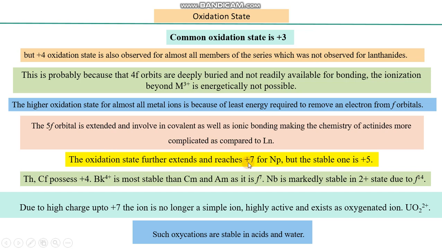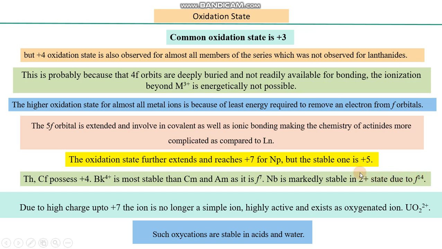The oxidation state further extends to +7, and as we discussed for neptunium, this was the most stable because in neptunium all valence electrons have been lost in order to attain this +7 oxidation state. This stable state is also +7, which has been experimentally observed. Thorium and californium possess the +4 oxidation state. Berkelium is more stable than curium, and americium is an f7 system. So this can now be explained, why berkelium +4 is more stable than the rest of the series. Nobelium is markedly stable in the +2 oxidation state due to the f14 system.